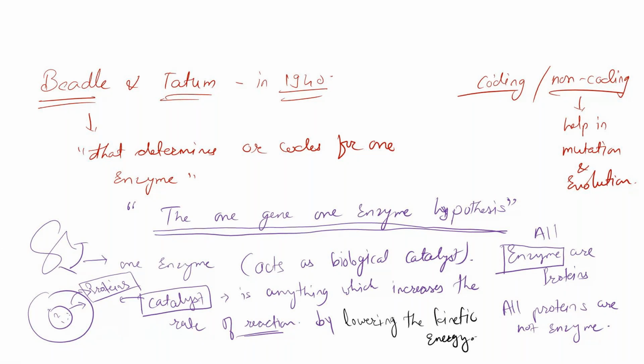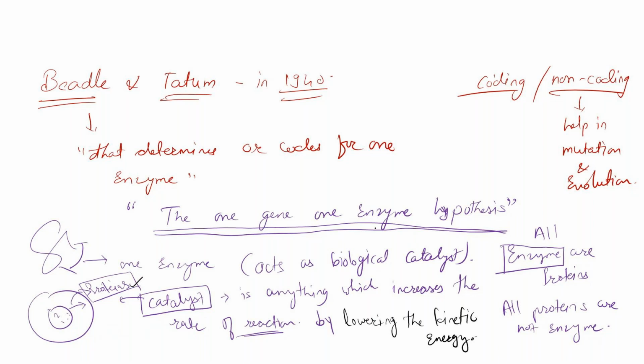Right? So most of the functions in our body are performed by the proteins, and most of them act as enzymes. So Beadle and Tatum stated that all the genes code for enzymes, and one gene will code for one enzyme only, right?